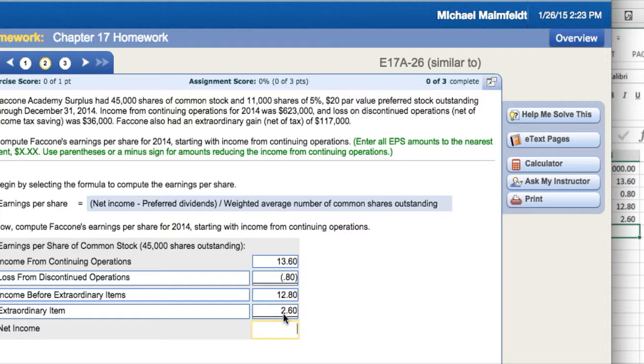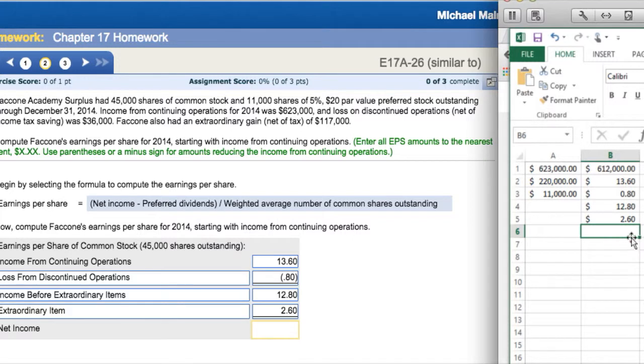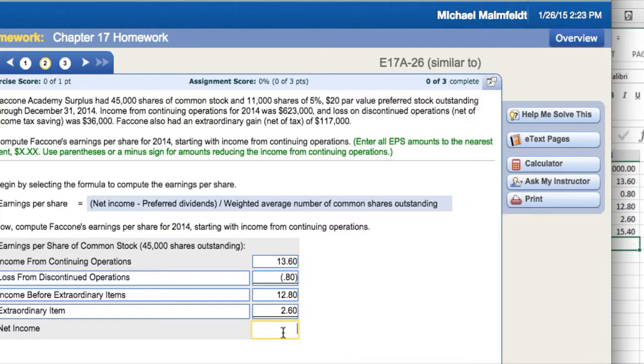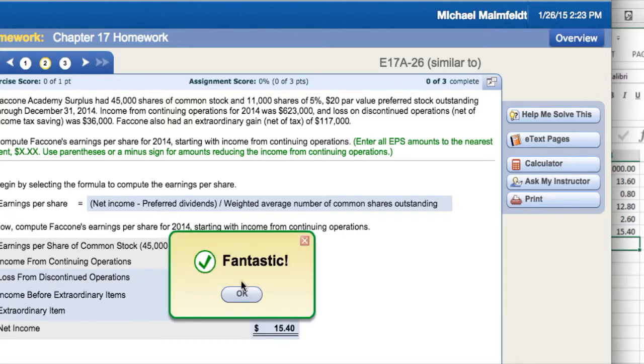And again, you see the double line here, parallel line, and that just tells me I'm going to net whatever is above it together. And so again, in case you don't want to do it in your head, just add that and that for a total of $15.40 net income earnings per share. When I check my answer, there you go.